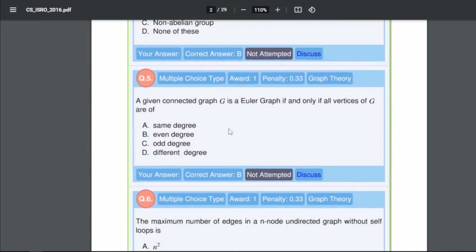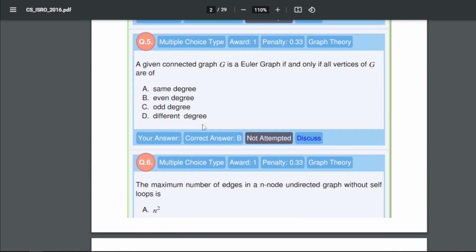Now question number 5 is, a given connected graph G is a Euler graph if and only if all vertices of G are of what? For question number 5 our answer is B, that is even degree. So a given connected graph G is a Euler graph if and only if all vertices of the graph are of even degree. If there are even degrees, then it is a Euler graph.